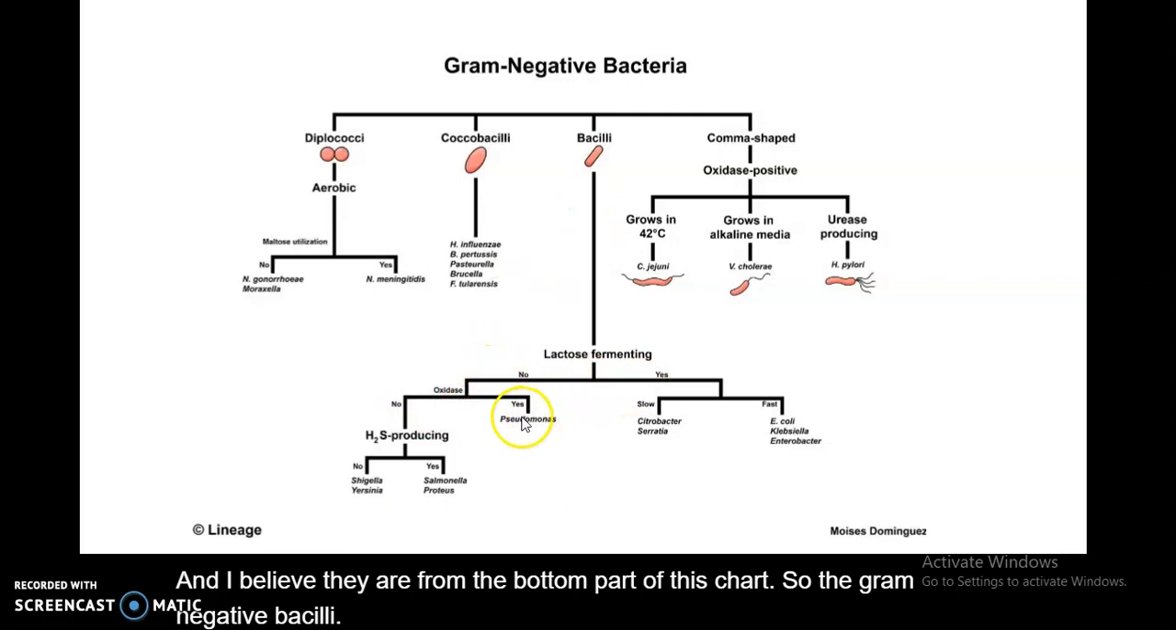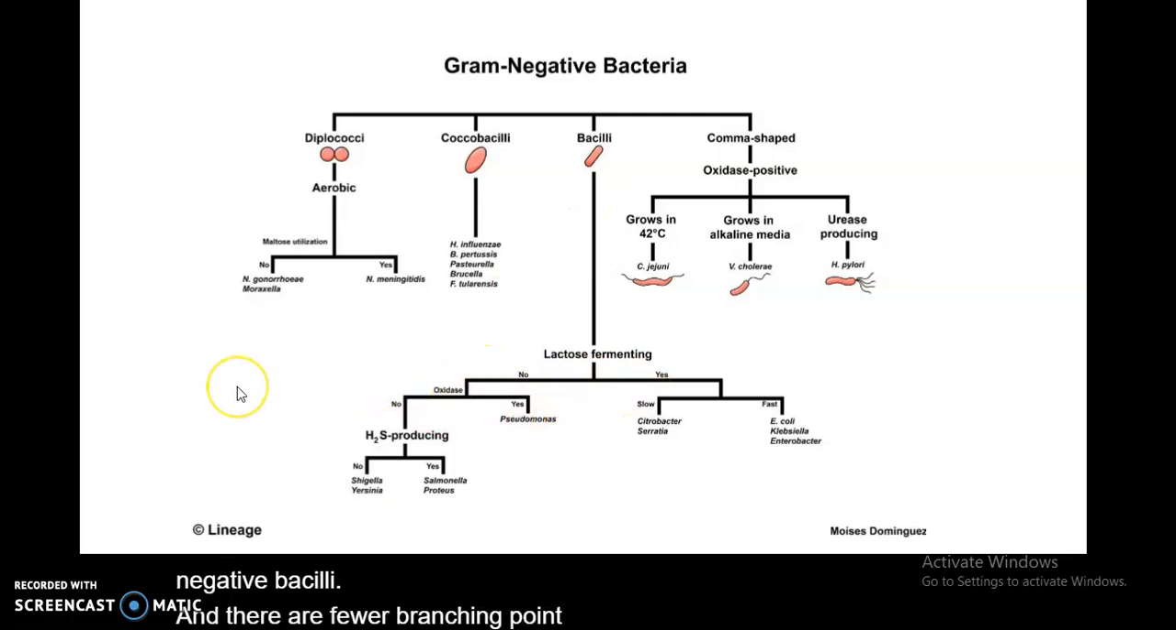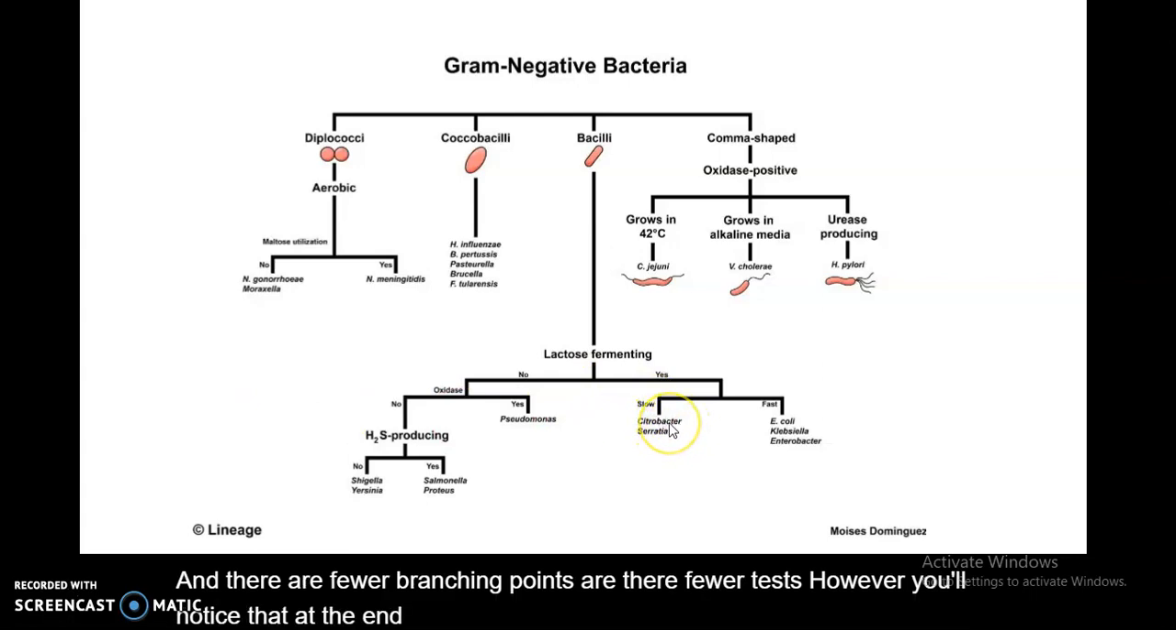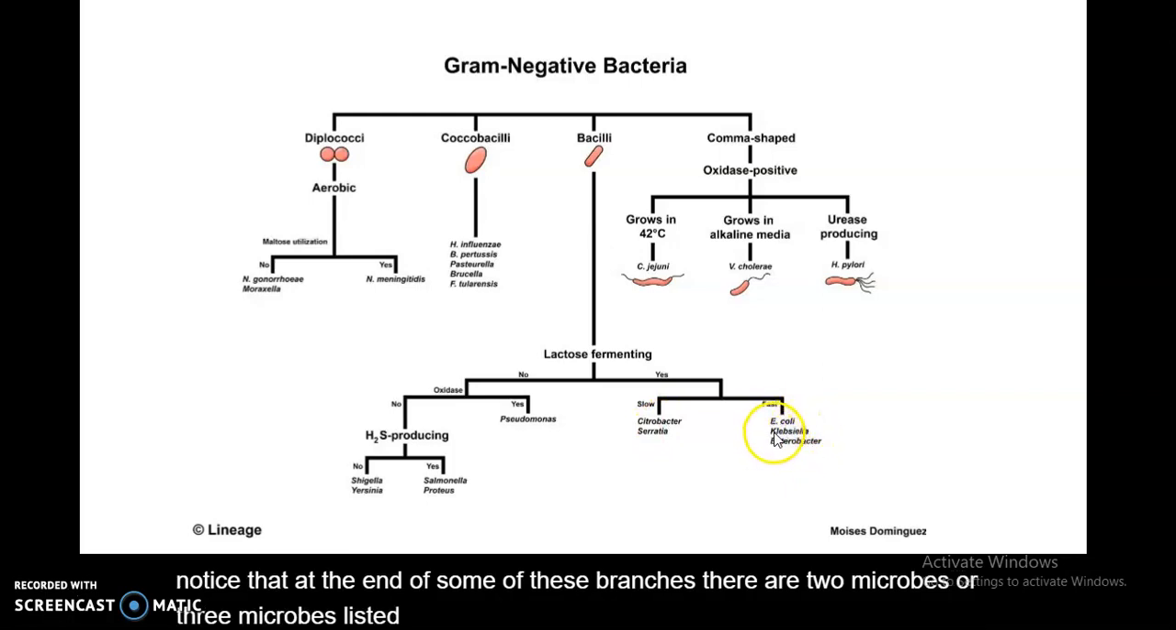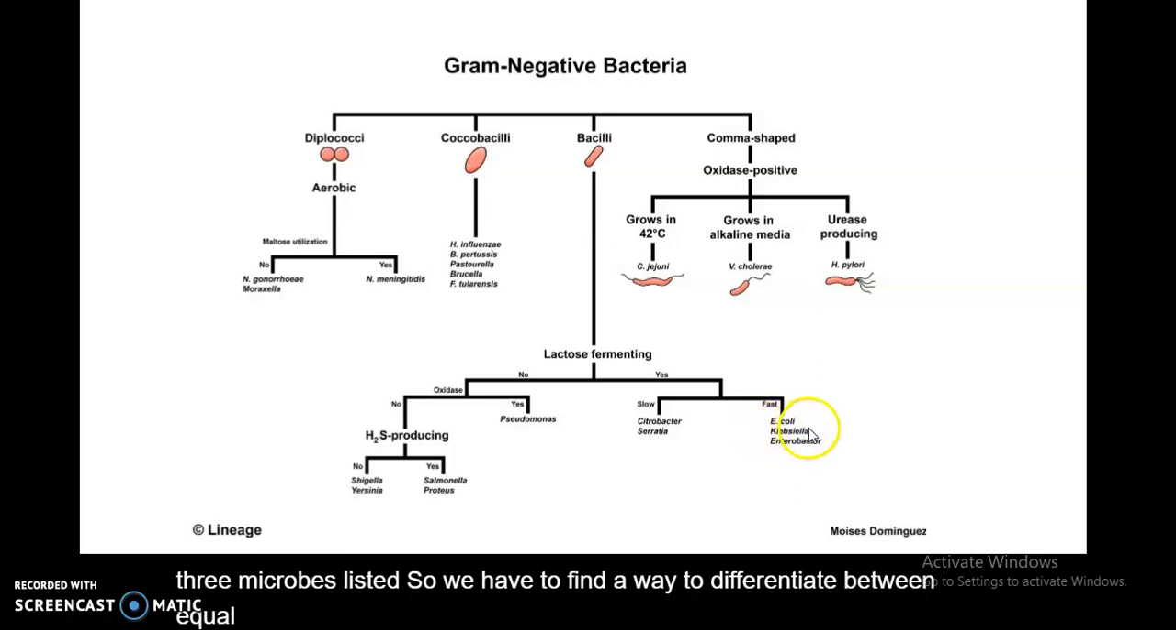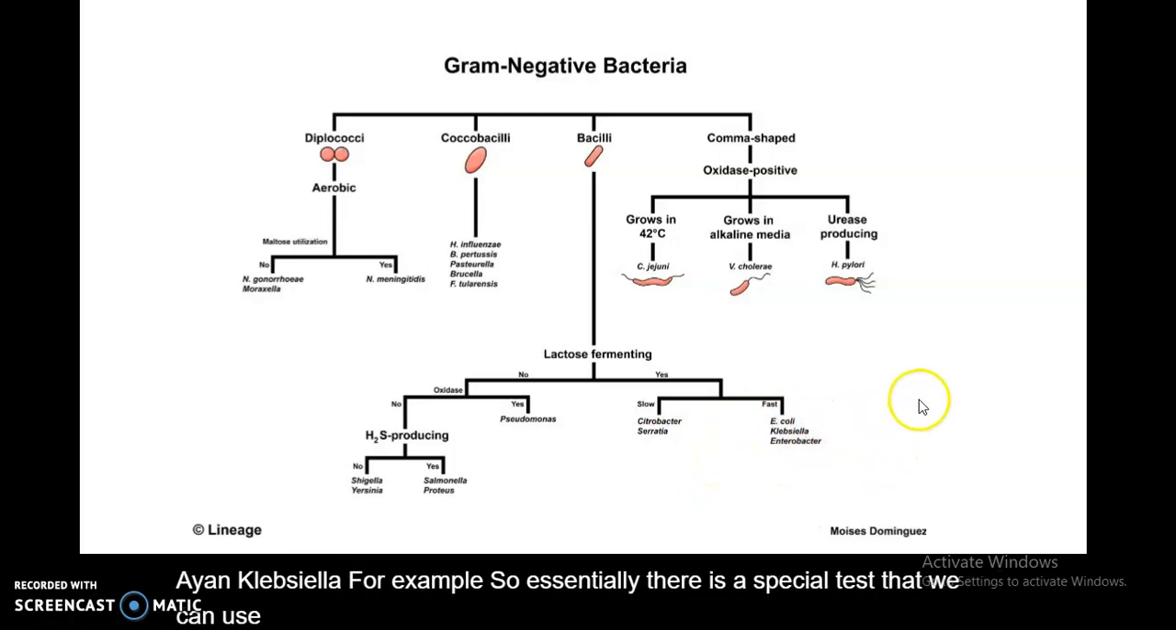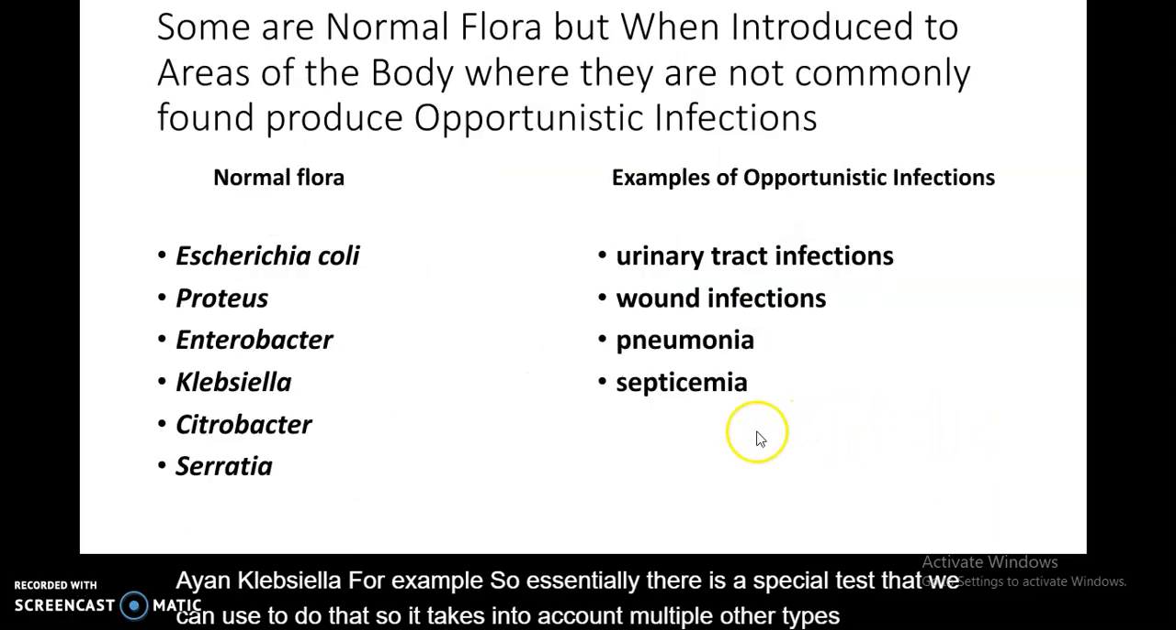And there are fewer branching points, so there are fewer tests. However, you'll notice that at the end of some of these branches, there are 2 microbes or 3 microbes listed. So we have to find a way to differentiate between E. coli and Klebsiella, for example. So essentially, there is a special test that we can use to do that. So it takes into account multiple other types of tests that we'll talk about.